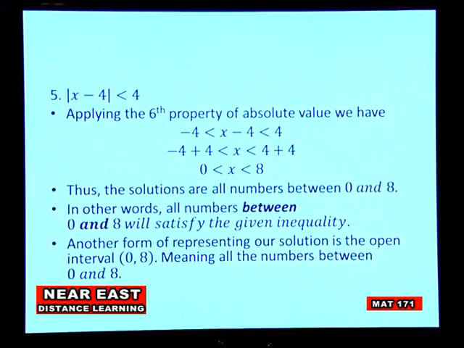This is a linear inequality. And we know how to solve a linear inequality. We did it in our previous topics. So solve this, add 4 to both sides. This should be 0, this should be x, and this should be 8. So the solution is saying any number between 0 and 8 will satisfy our inequality.